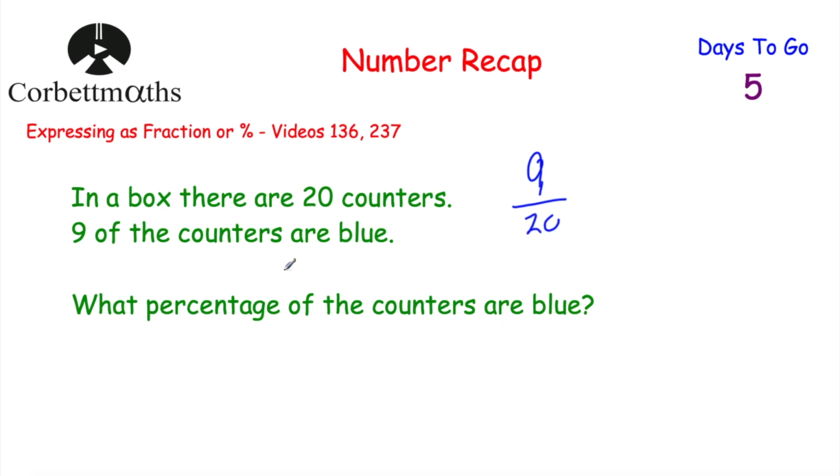And if we were asked to write down what percentage of the counters are blue, like in this question here, we just need to change our fraction into a percentage. So 9/20, 9 divided by 20 is 0.45, so then that would be 45%, and that's it. So you can just take the fraction, divide the numerator by the denominator, and then just write it as a percentage, and that's it. So that's how you express as a fraction and also express as a percentage, just convert the fraction into a percentage.